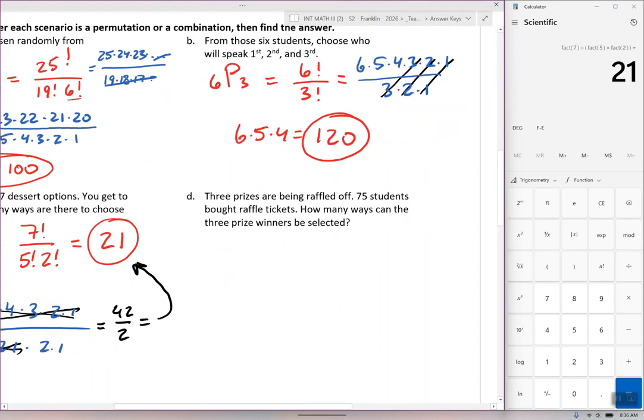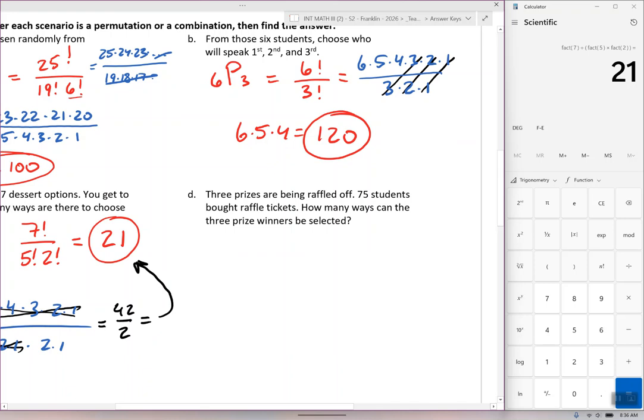Okay, 3 prizes are being raffled off. 75 students bought raffle tickets. How many ways can the 3 prize winners be selected? Now, I'm going to say this is a permutation because when you're doing a raffle, if there's 3 prizes, the first person who wins gets to select a prize first if the prizes are different. So for the purposes of these notes, we'll assume the prizes are different and it matters who gets chosen first. So we'll do 75 with a permutation of 3.